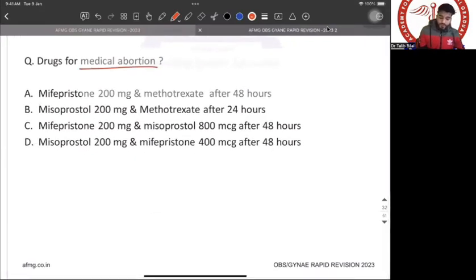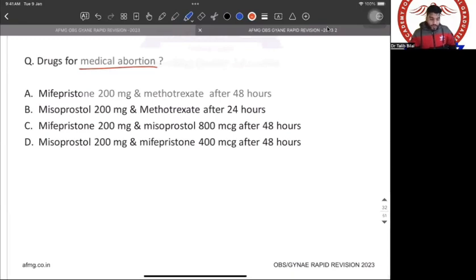Drugs for medical abortion. Pharmacological question, guys. You already know the drugs for medical abortion. We use all these drugs, but methotrexate has a more common role in ectopic pregnancy. Methotrexate is a dihydrofolate reductase inhibitor, having the side effect of cleft palate as well as myelosuppression.